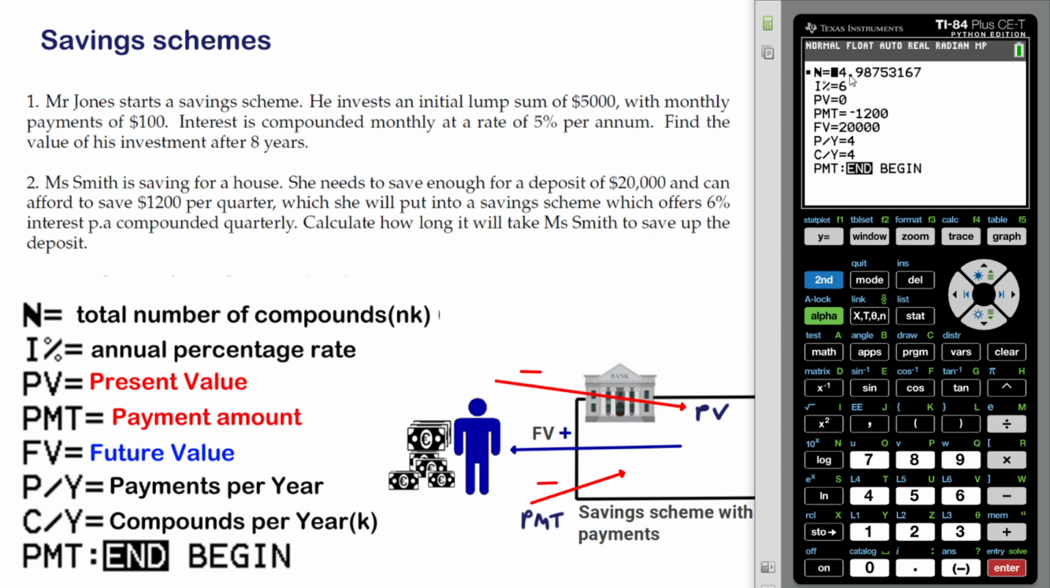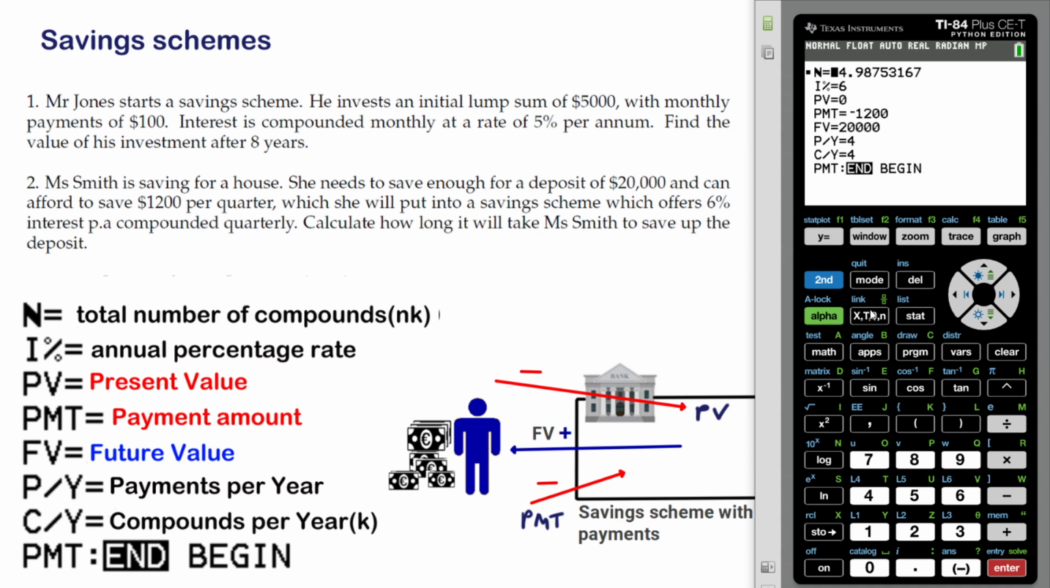She's basically going to have to do like 15 payments in order to get over the 20,000. But that's 15 quarters. So obviously we need to divide by 4 if we want the answer in years. If the question says number of quarters, then it would be 15.